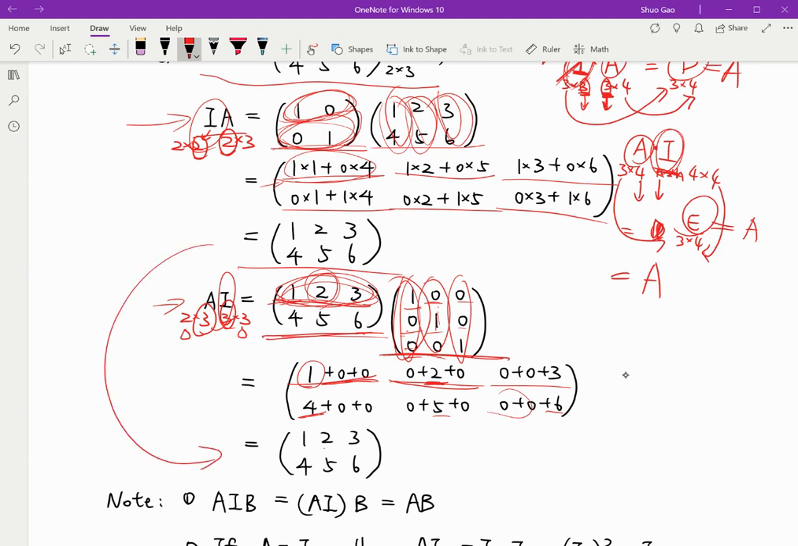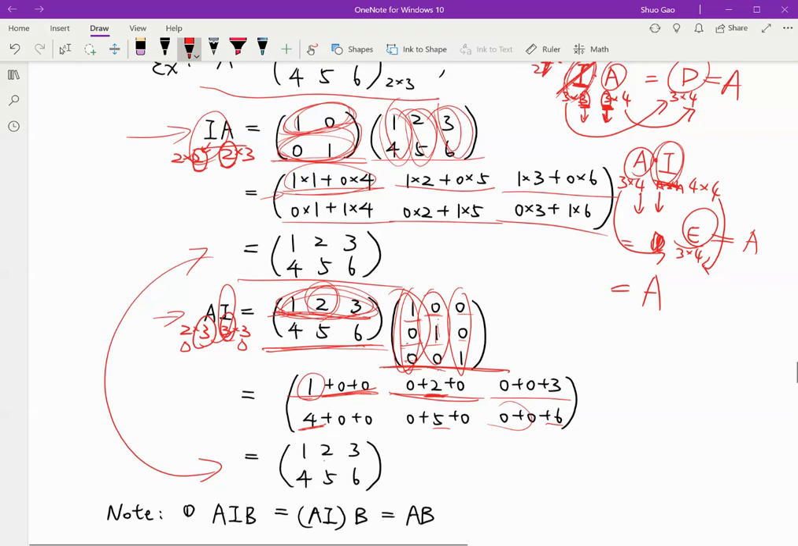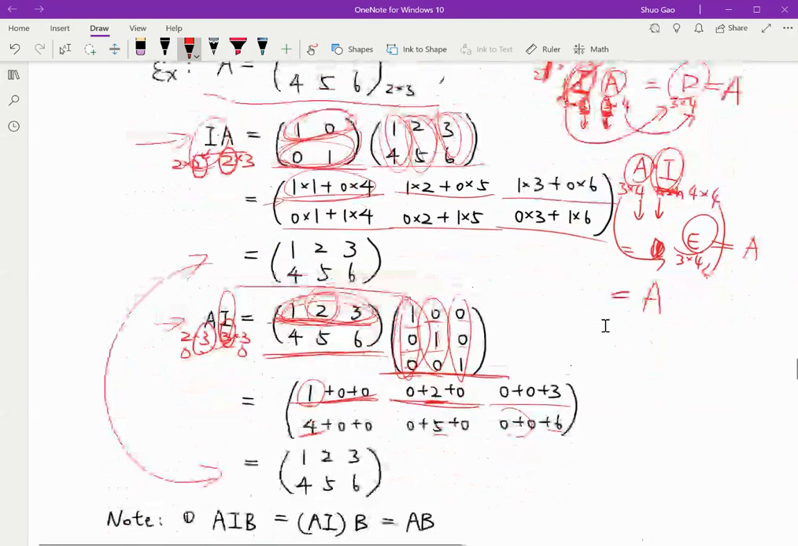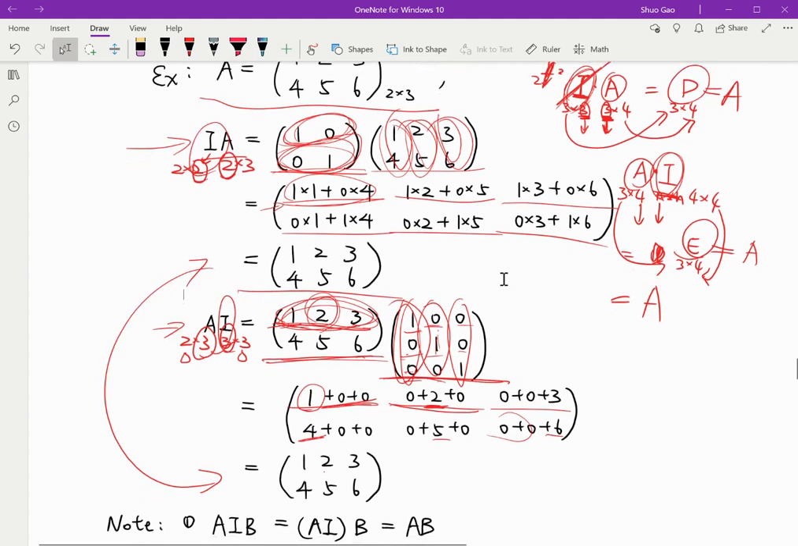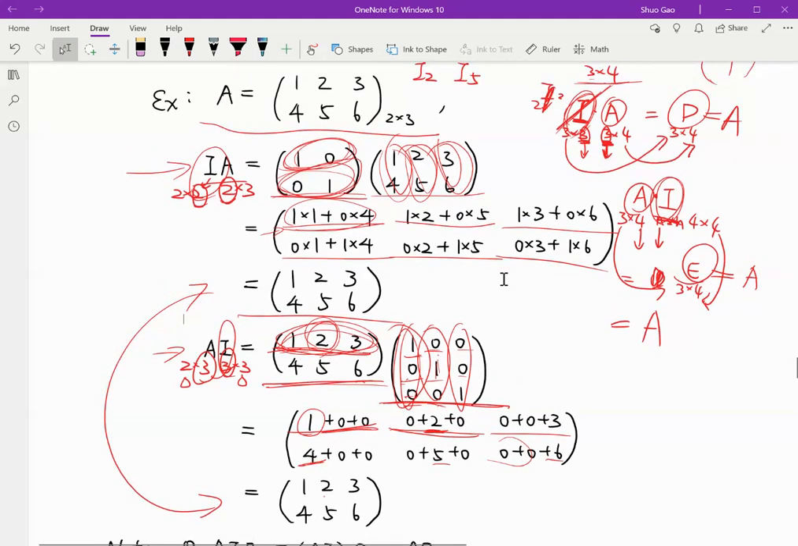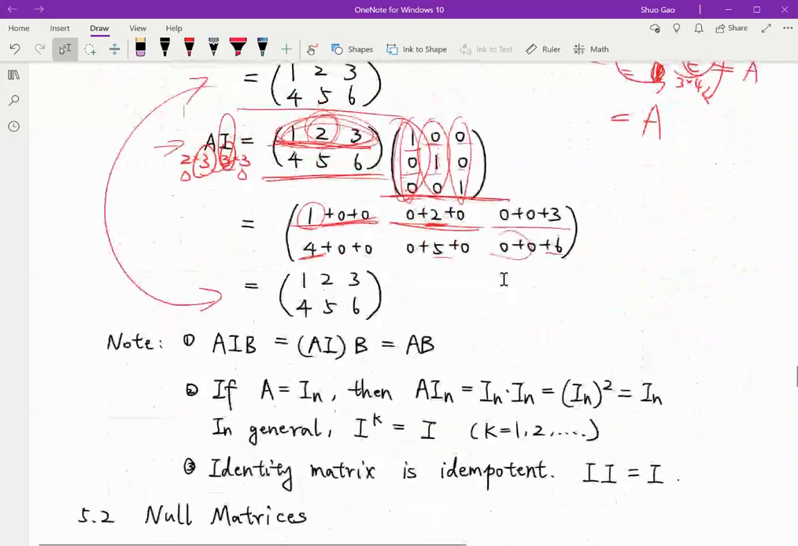Is equal to these matrices, right? So these two results are the same. So we can see that no matter what dimension of identity matrix you use, the results are the same. The A times I or I times A is just the matrix A itself. So the identity matrix is just like the number 1. Right? Although we have to use different dimensions of I when we calculate it.